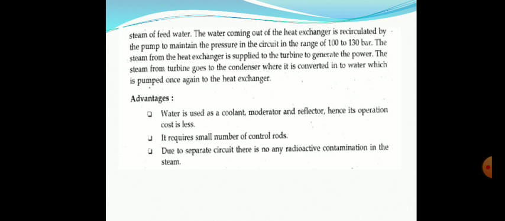Advantages are: water is used as a coolant, moderator and reflector, hence its operation cost is less. It requires a small number of control rods. Due to the separate circuit, there is no radioactive contamination in the steam.